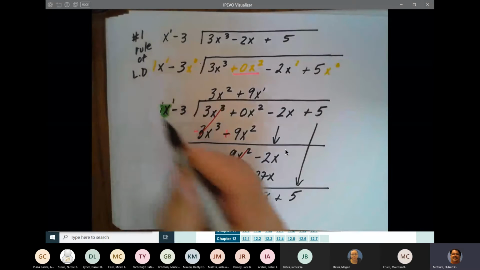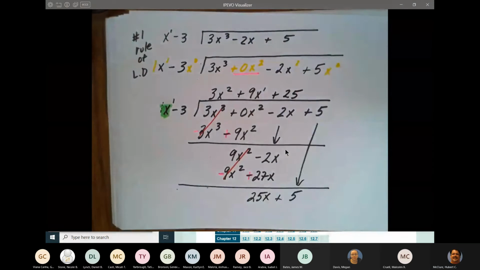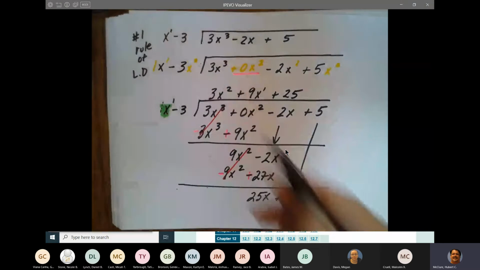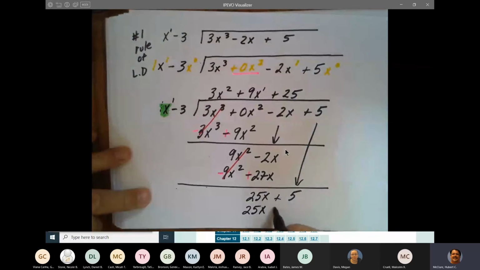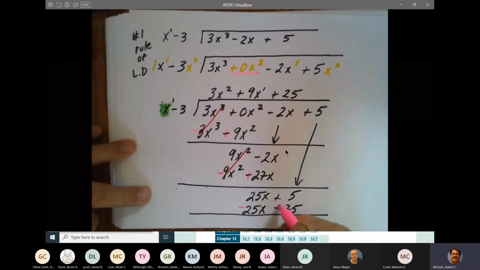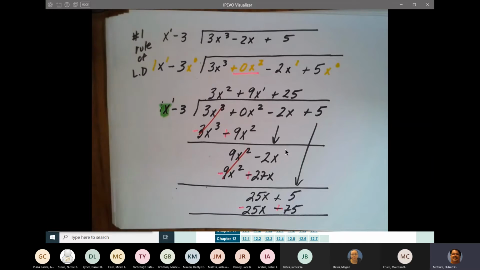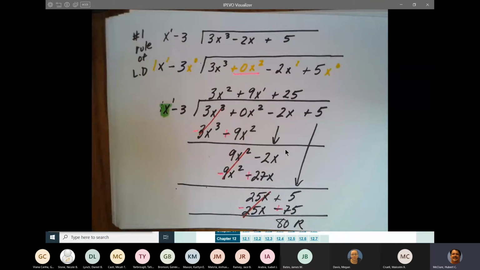How many times will x go into 25x? 25 times. 25 times x is 25x. 25 times negative 3 is negative 75. We always subtract. That makes this term negative and makes this term positive. And the left side always cancels. And we have a remainder of 80. I'm going to show you how to write the two possible answers with that 80 remainder.